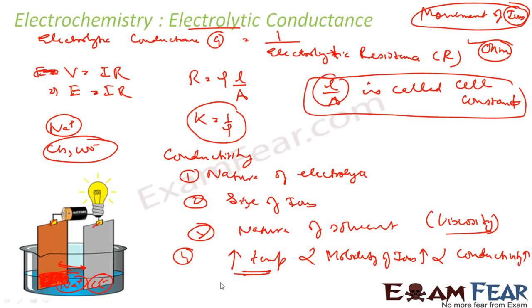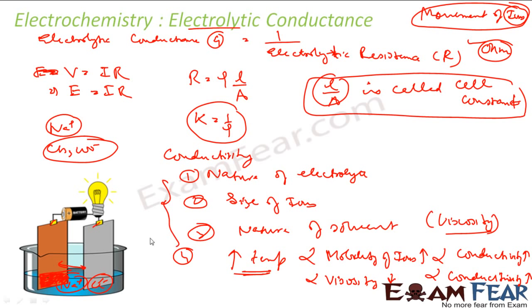That is one part. Second part, if you increase the temperature, the viscosity of the solution decreases. Since the viscosity of the solution decreases, the ions can move around easily, and thus conductivity also increases. Correct? So it depends on the nature of electrolyte, size of ions, nature of solvent, all. And for the temperature, there's a different ball game here.